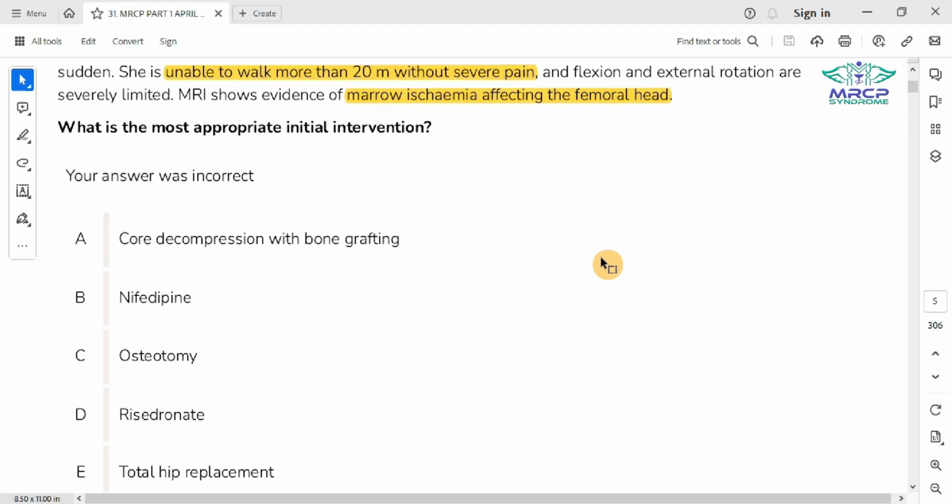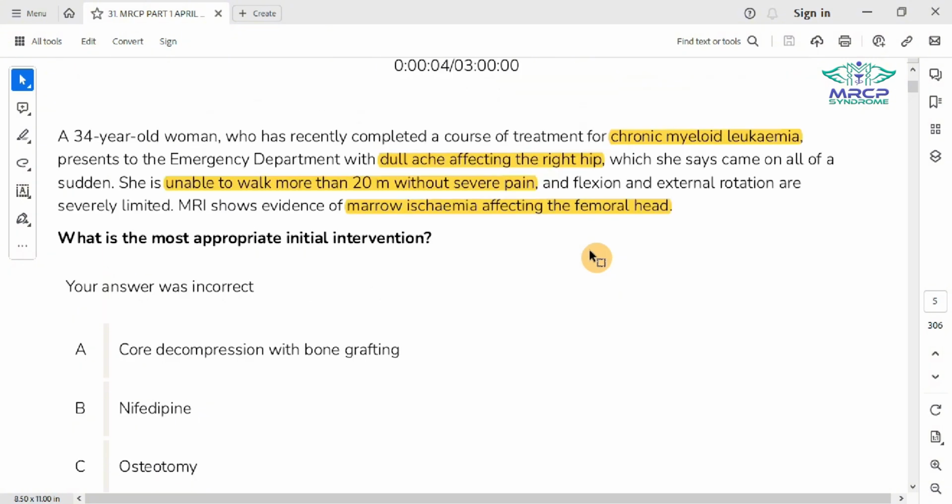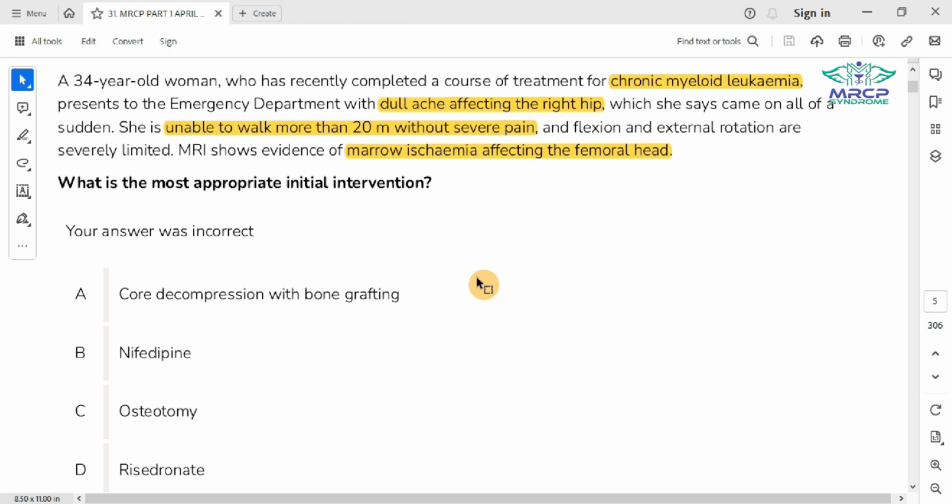Core decompression with bone grafting, nifedipine, osteotomy, risedronate, total hip replacement. So what is the most likely diagnosis? Avascular necrosis of the femoral head. So most likely this is the avascular necrosis of the femoral head, also known as osteonecrosis of the hip. So what should be the most appropriate initial intervention?